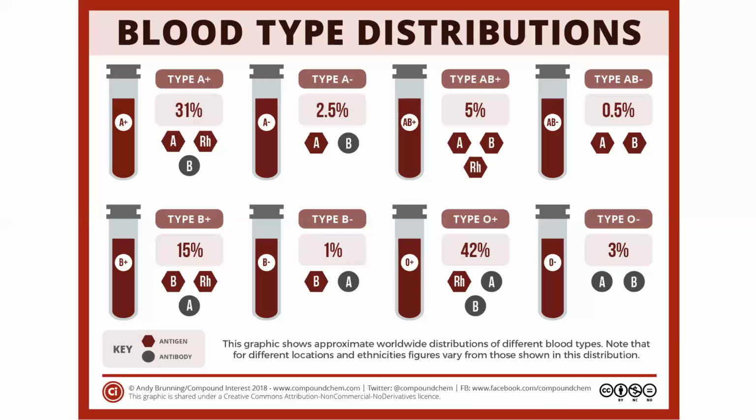The most common blood type is type O positive blood. The red blood cells of this type of blood have no A or B antigens, but they do have Rh factors present. Let's discuss this in more detail.